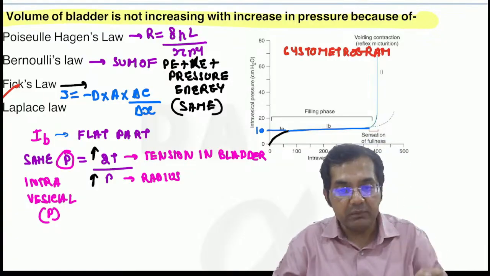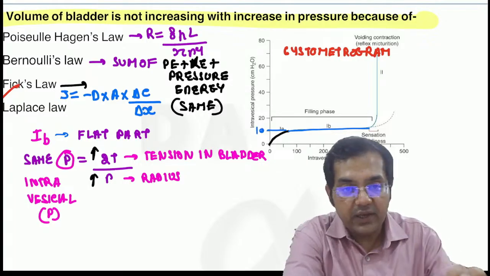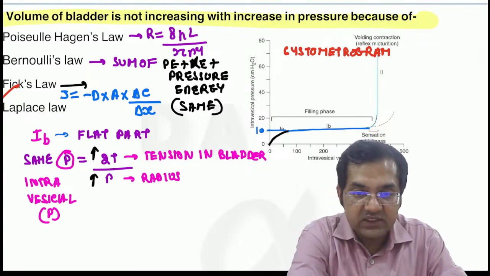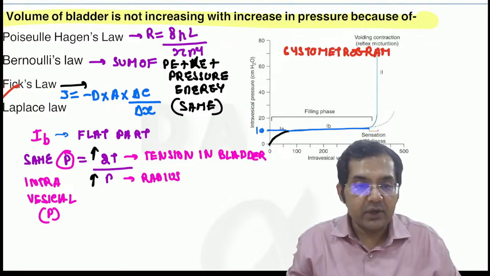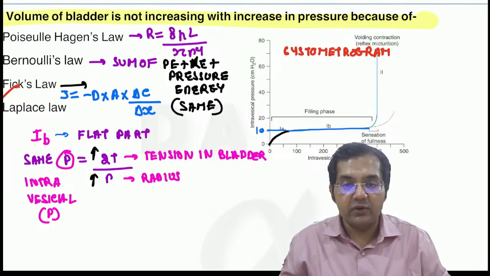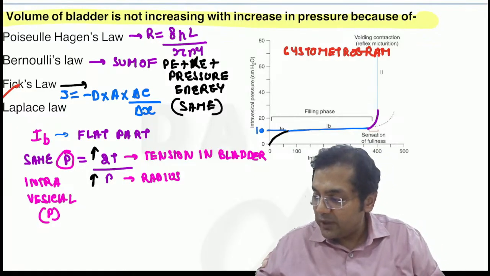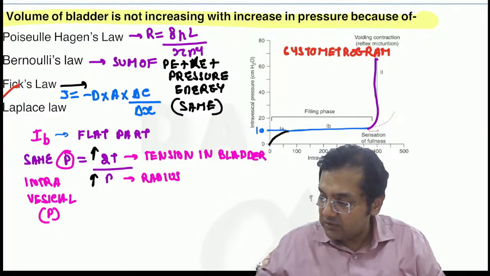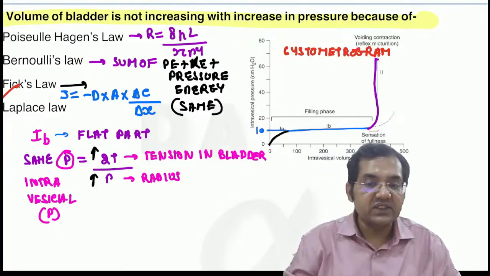Remember that Laplace law is mainly taught in respiratory physiology, but it has application in renal as well as cardiovascular, right? Left ventricular hypertrophy in case of untreated hypertension is again an application of Laplace law. Then in phase 2, I observed that suddenly the pressure rises to a very high value. Why is the pressure rising to a very high value?